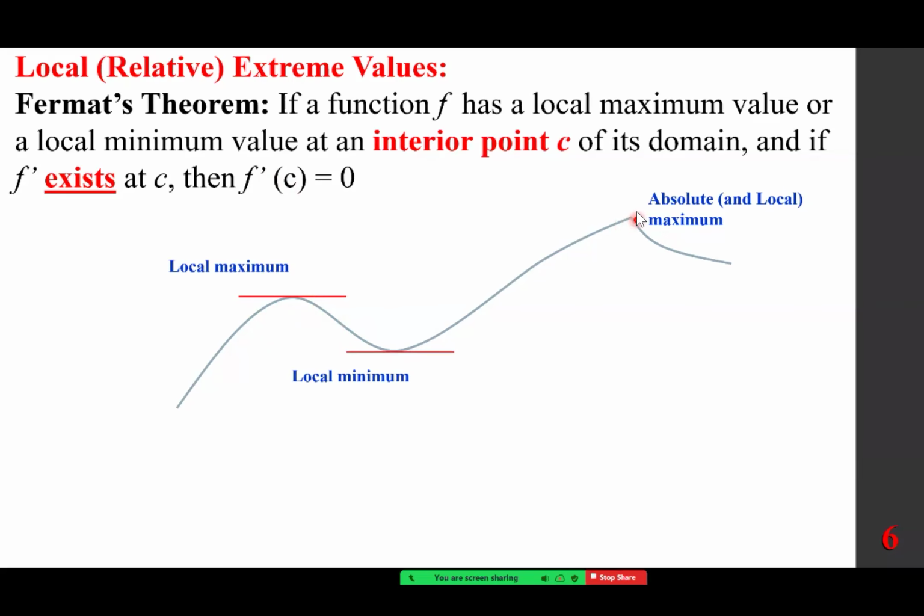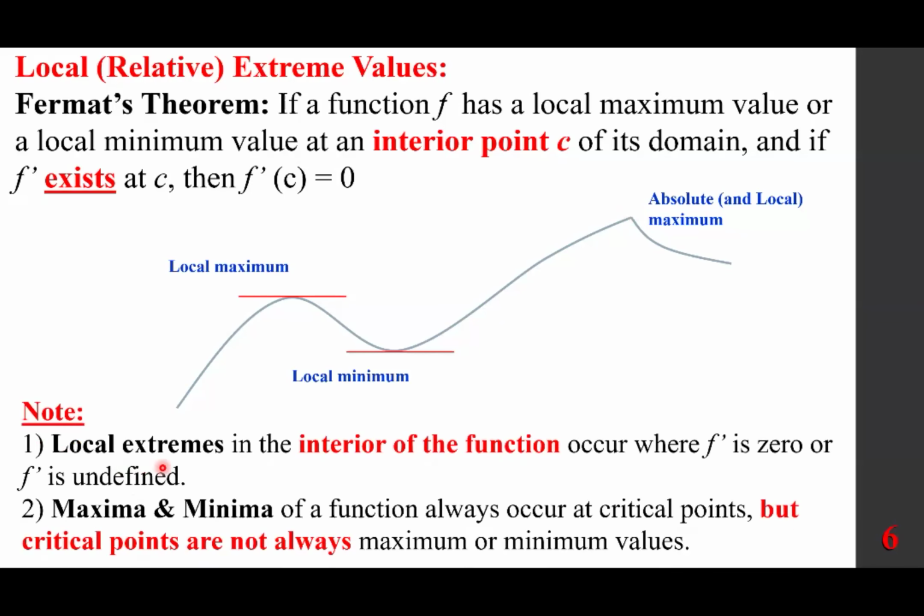Why is that? Because it's a sharp corner. And it happened to be a local max. This happened to be an absolute max because no other point has a larger y coordinate. Again, definitely a local max and absolute because no other point has a larger y coordinate. Local extremes in the interior of the function occur where f prime is 0 or f prime is undefined.